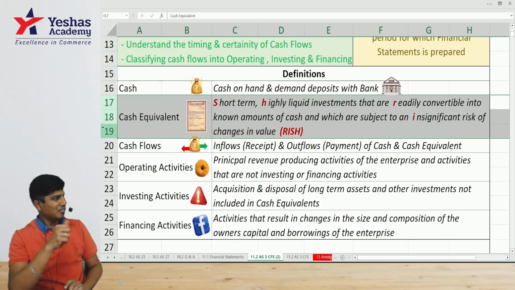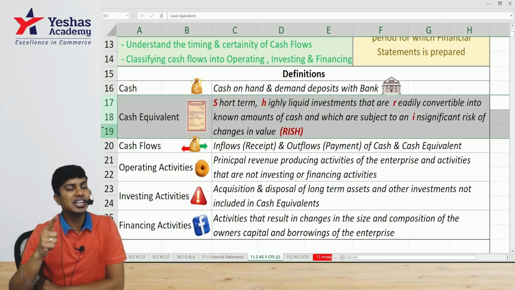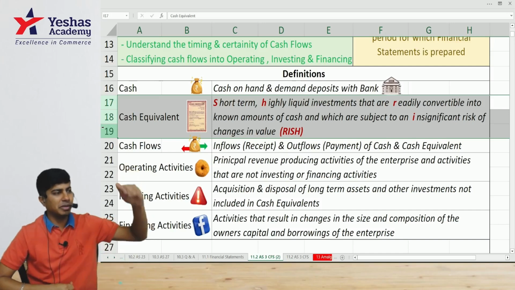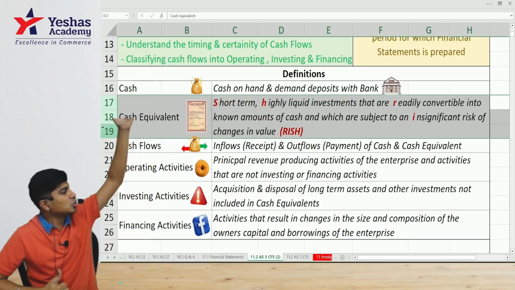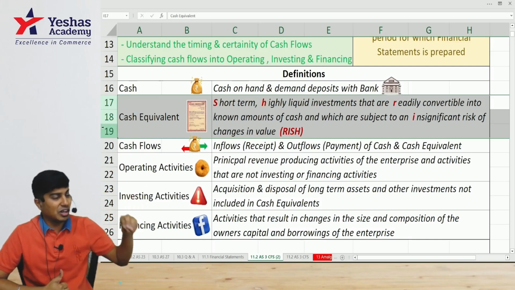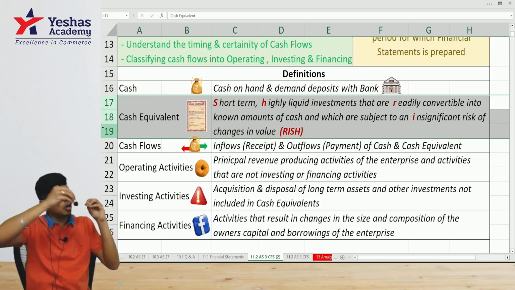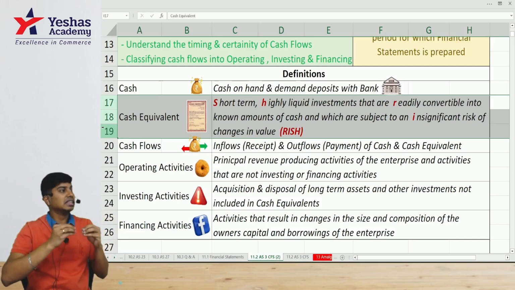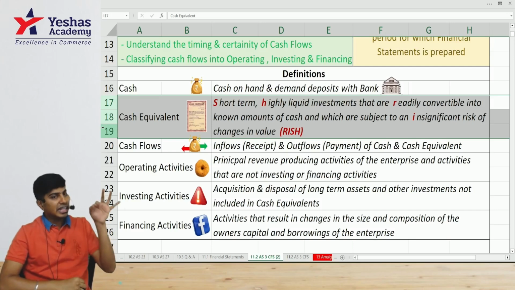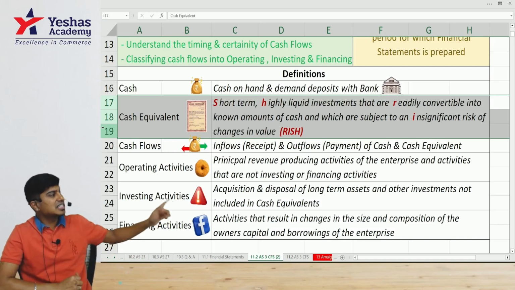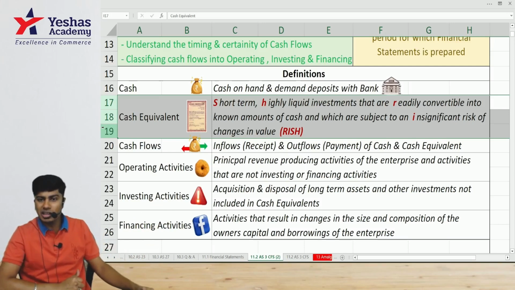First one, readily convertible, is satisfied. Second condition, insignificant risk. Shares are subject to risk. Right now the price of the share is 200. By the time I sell, it will come to 190 or it can come to 205. The price at which I have recorded it in my balance sheet and the price at which it can be sold in the market is not the same. There is significant risk. Risk should be insignificant.